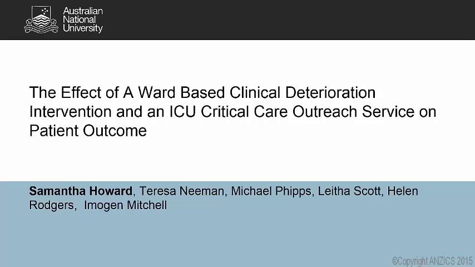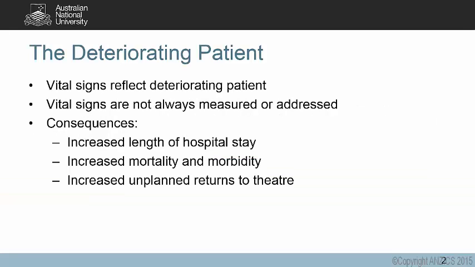Okay, thank you. So I don't need to repeat the title, it's up there. So just firstly, a brief overview of the deteriorating patient. Vital sign abnormalities reflect the deteriorating patient, and they're used to predict potentially serious adverse outcomes, but of course they're not always measured and they're not always addressed. The failure to act upon vital sign abnormalities can of course lead to adverse outcomes for patients, such as increased length of hospital stay, increased mortality and morbidity, and increased unplanned returns to theatre.